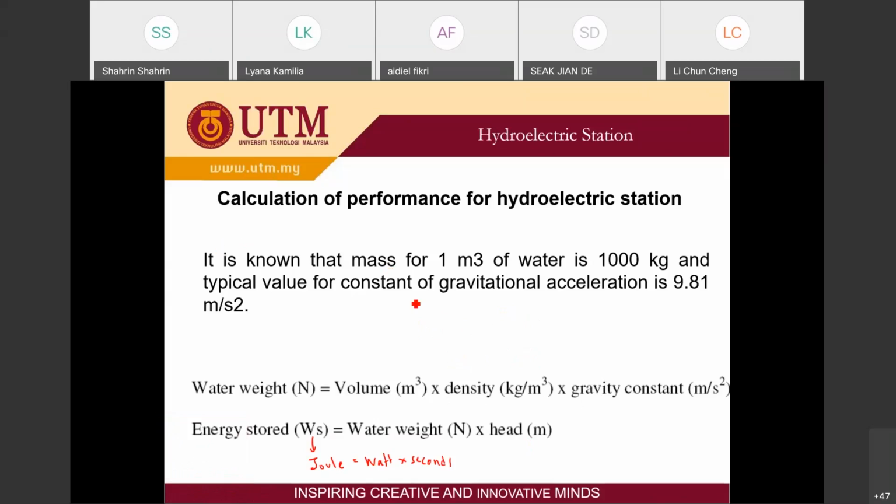At this point, you should know that 1 meter cubic has 1,000 kilograms. The mass of 1 meter cubic of water is 1,000 kilograms, meaning that the density here is 1,000 kilograms per meter cubic. So the volume multiplied with the density and multiplied with the gravity constant. And the gravity constant is always 9.81.